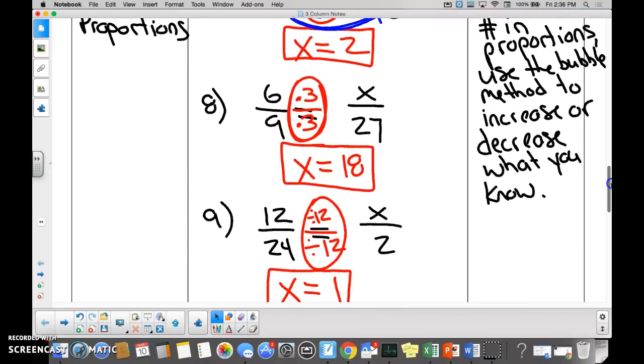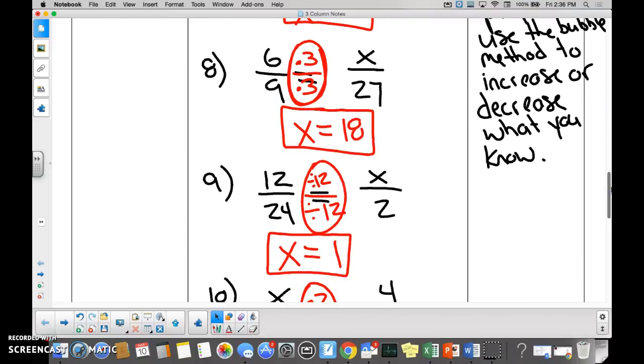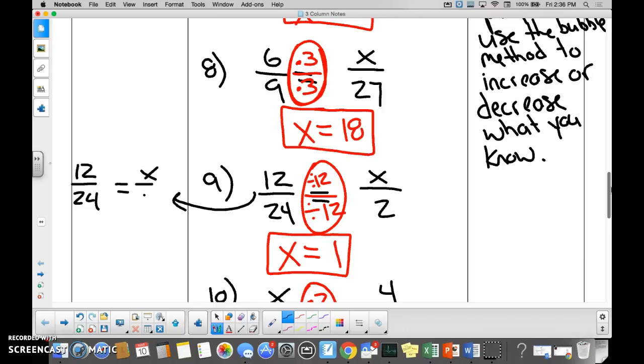Okay, number 8 is pretty similar. Number 9, we have 12/24 is equal to x over 2. So I'm going to rewrite this problem. Number 9, what you first saw was 12/24 is equal to x over 2. Do you know how to get from 12 to x? Yes or no? No. Not right away. Do you know how to get from 24 to 2? Yes. How do you get from 24 to 2? Divide. You divide by 12.